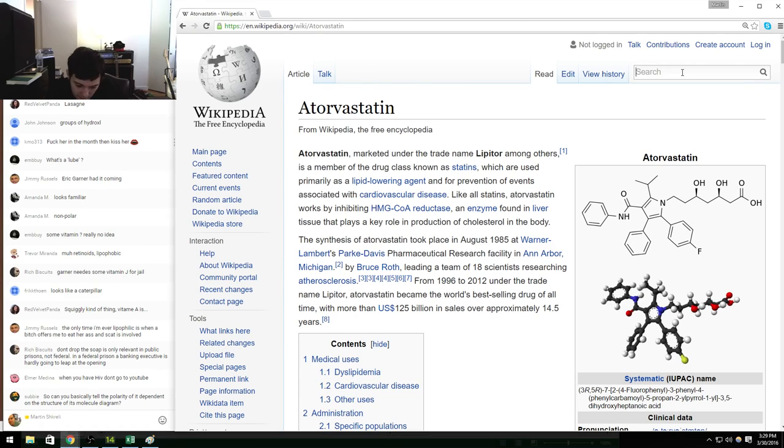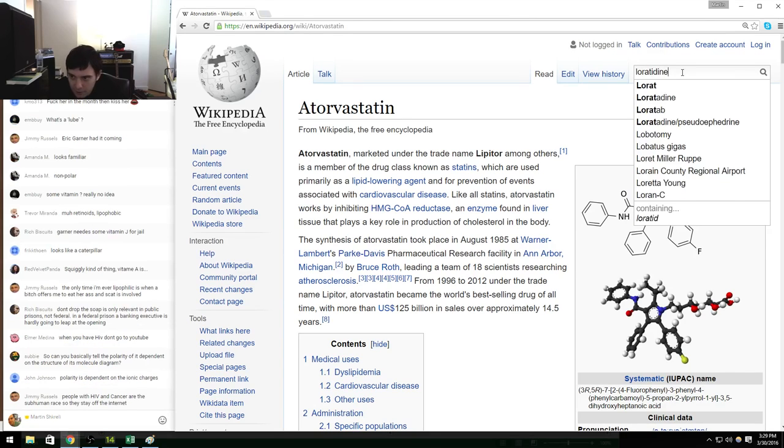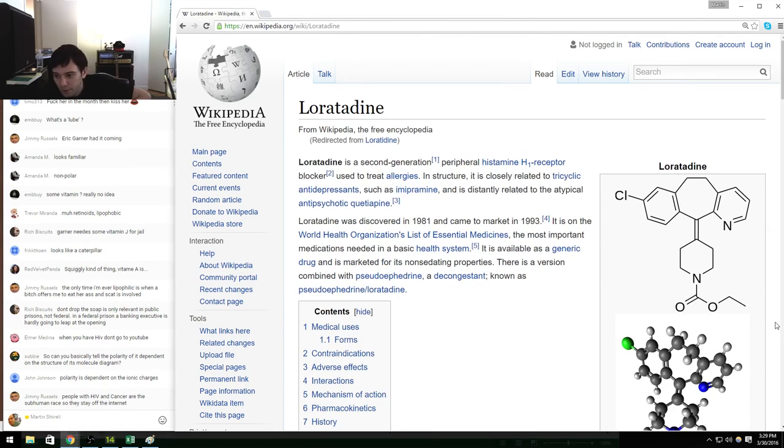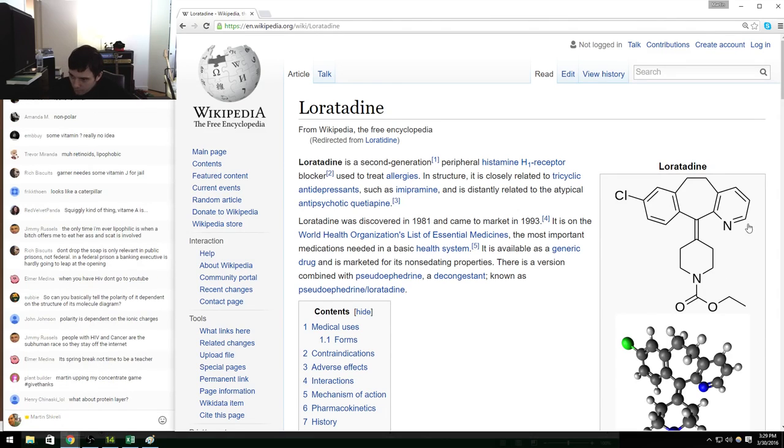Let me give you another example. I think of one off the top of my head. I take a drug every day called loratadine. Here it is. It's extremely nonpolar. You have a little bit of polarity at the end over here, but in general, it's nonpolar.